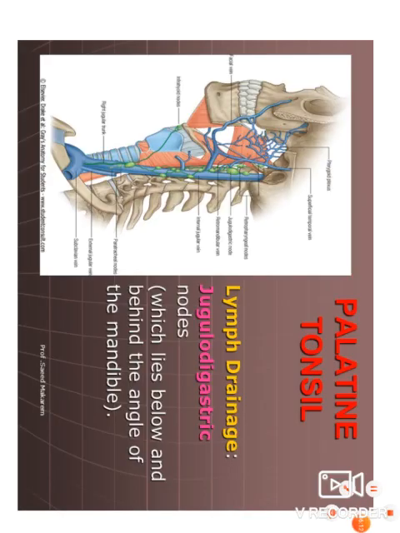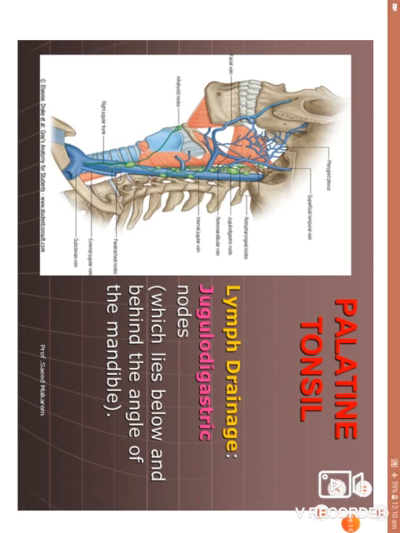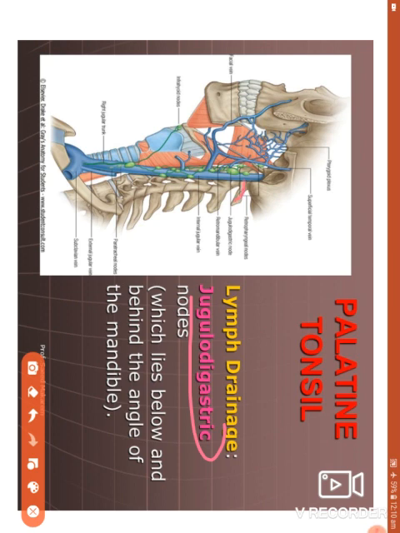Then here you can see this is the lymphatic drainage. Lymphatic drainage is through the deep cervical lymph nodes, that is the jugulodigastric. Here you can see the jugulodigastric lymph nodes, in the upper side of the neck.